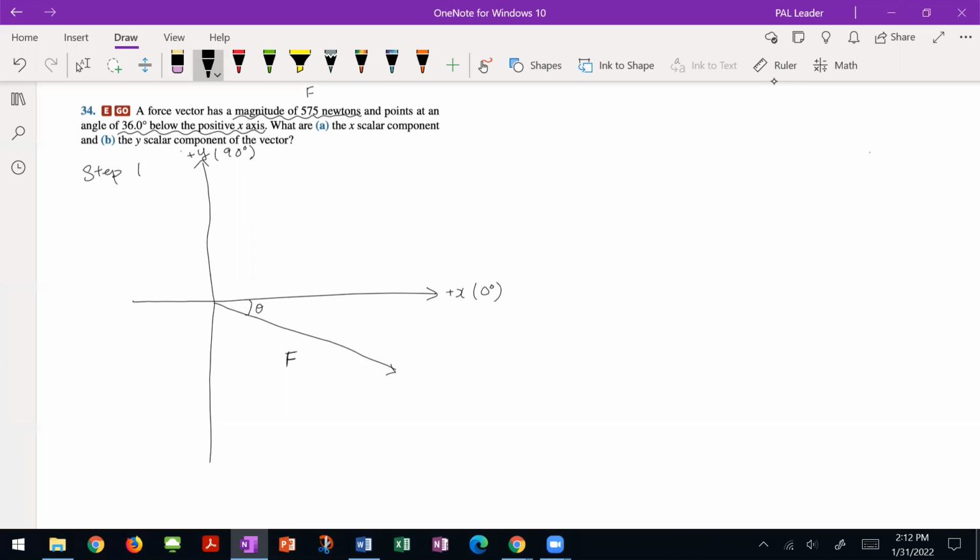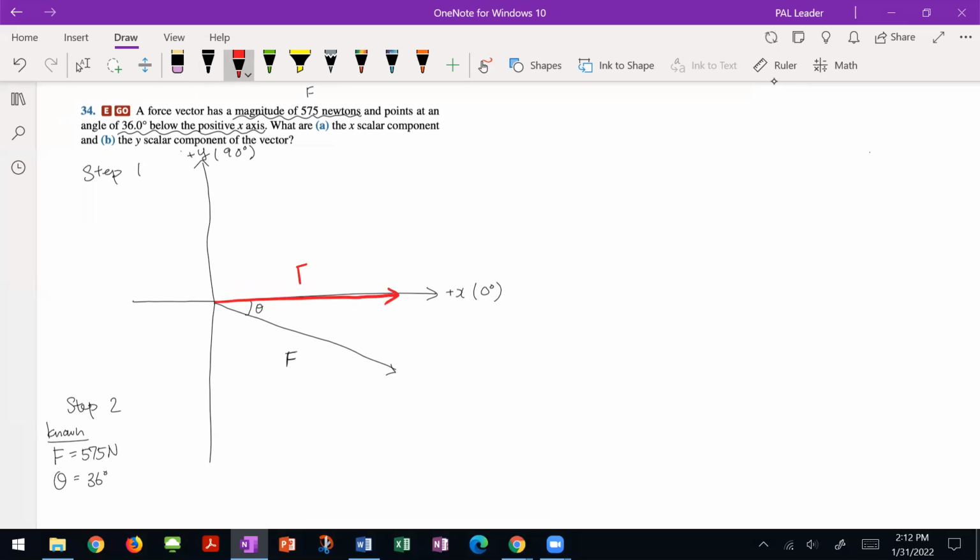I'm going to write step 2 right here of our knowns and unknowns. We know that F is 575 newtons. We know our angle is 36 degrees. Now, technically it would be negative 36 degrees, but we are looking at this line and making a triangle when we divide this into its x and y components. Let's start with x. The x component is going to be from right here to here.